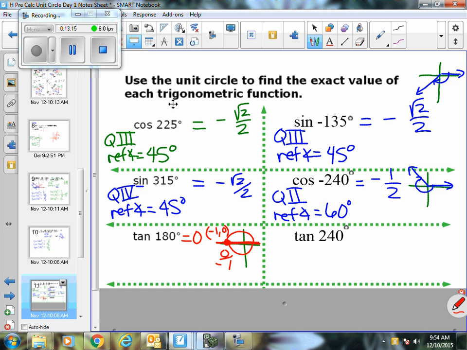It's still location, but you're not really in a quadrant, right? You're on an axis. So it's really thinking about, is this the horizontal or is this the vertical? So know which axis you're on. So location still, and then reference angle. So you're thinking about what it is at 0. So your reference angle for this one is 0. So it's going to have the same answer as what it is at 0 degrees, which is 0. So tangent would be 0.